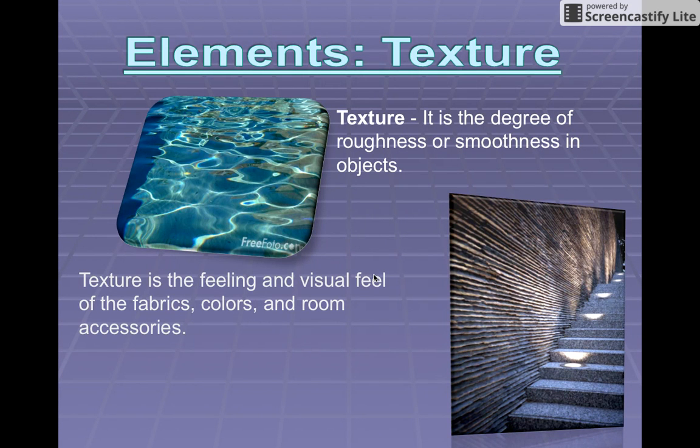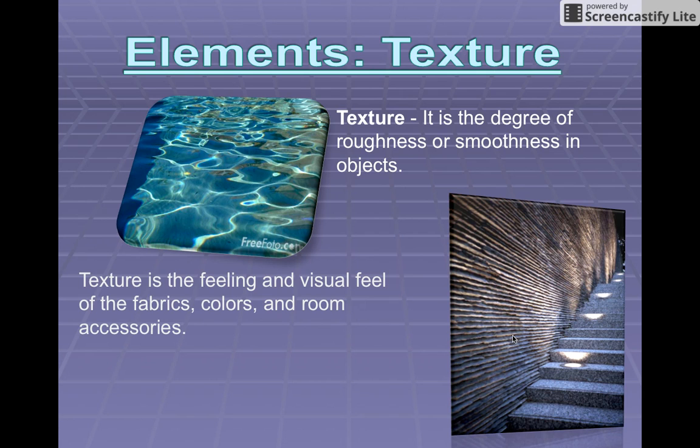And then lastly, we have texture. And texture is just that visual feel or feeling of the object. So it's the degree of roughness or smoothness. You look at the top picture, is it rough or smooth? It's smooth. Look at the bottom picture, rough or smooth? Rough. So it's just that visual feel or the actual physical feeling of it.